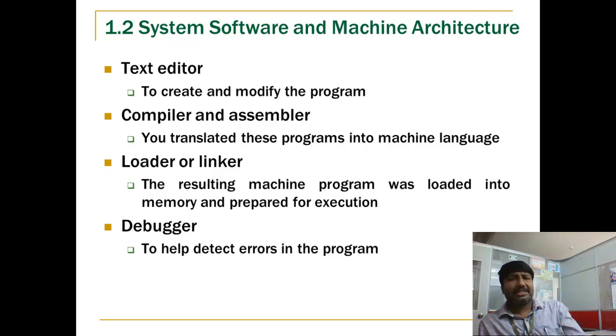A text editor provides a platform to write a program. An assembler or a compiler will receive such a program and translate it into machine code. Then the loader will receive it and load it into the memory. And the linker prepares the same program for execution. So the debugger, meanwhile, in the process of translating, compiling or assembling, if any error came into existence, that will be solved by the debugger.